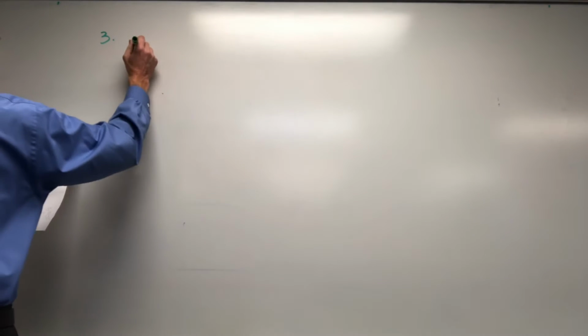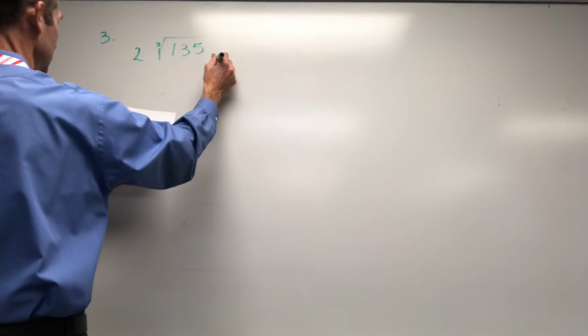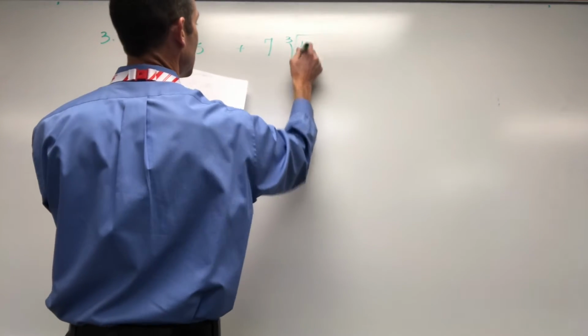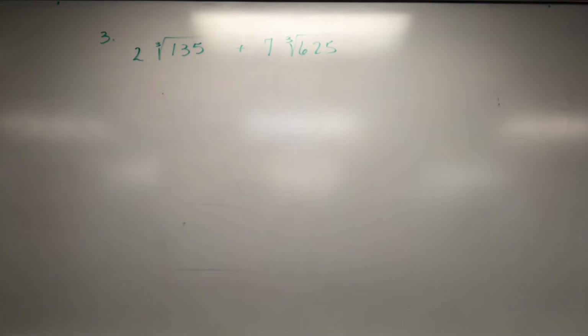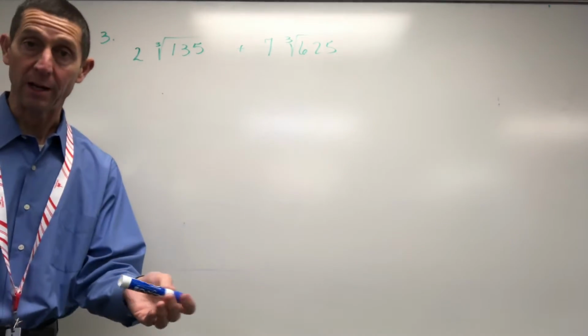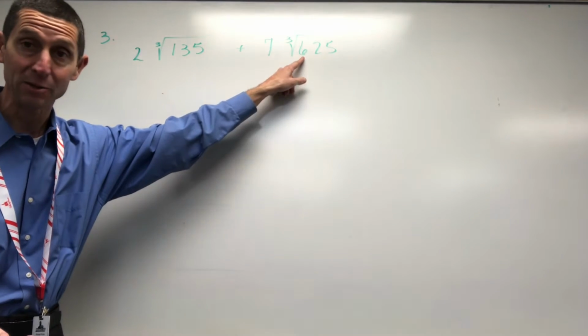Okay, number 3, so we've done square roots. How about number 3, we jump up to some cube roots. Let's go 2 cube root 135 plus 7 cube root 625. Hopefully you can see that. Don't know how good the green's coming through there. So we're in that same jam where this is 135, not the same as 625.